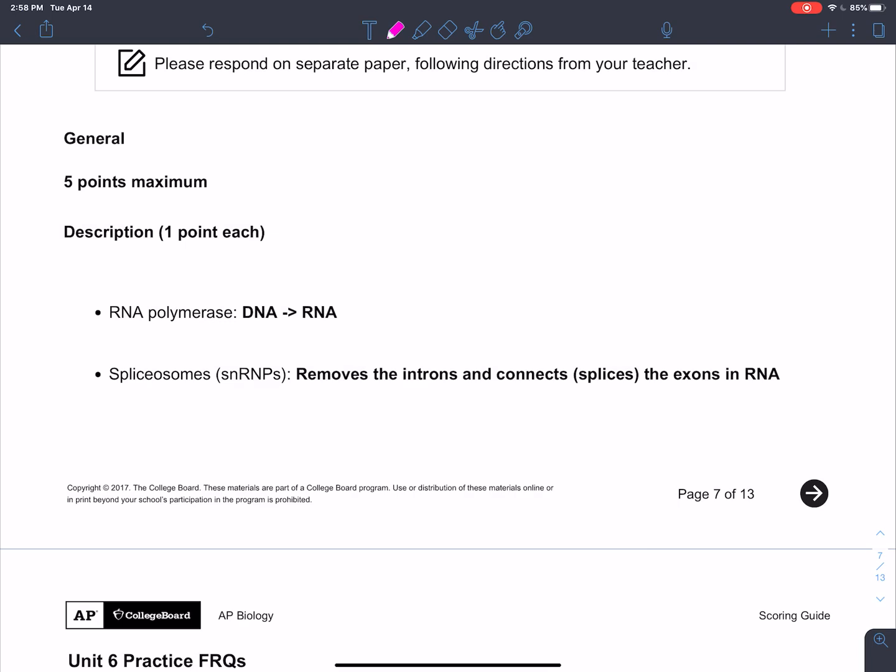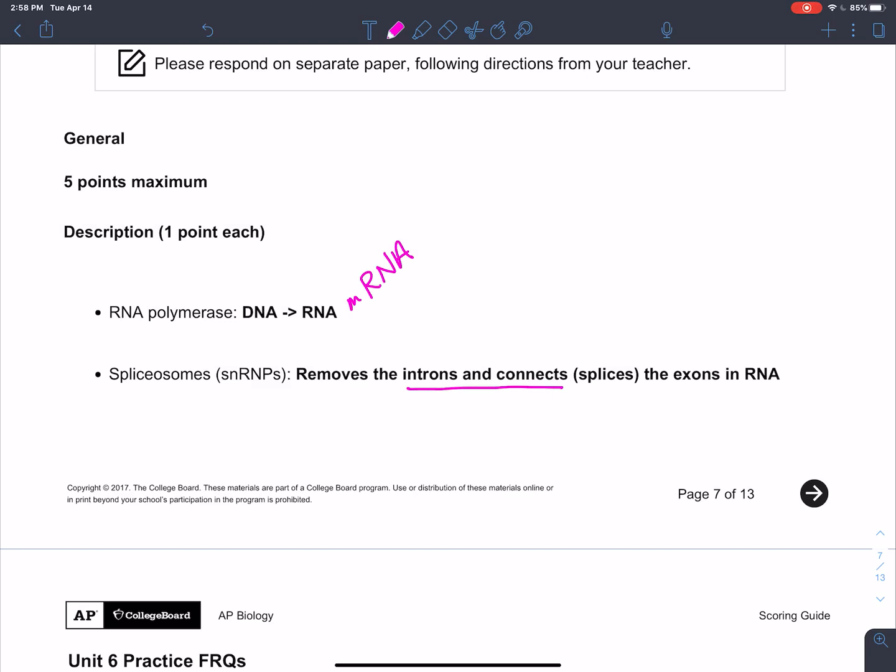RNA polymerase, it's going to make messenger RNA. And I would specify messenger RNA there from DNA, although it could do some other, that's if you can specify, do it. Spliceosomes, it removes the introns and connects the exons in RNA. And if you can remember, specify messenger RNA.